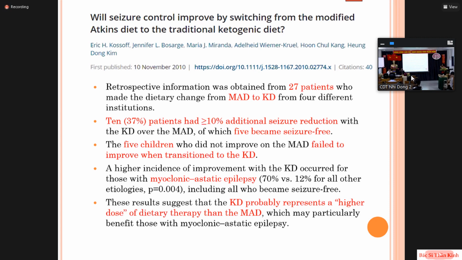The 5 children who did not improve on the modified Atkins failed to improve when transitioned to the KD, and there was a high level of improvement in patients with myoclonic astatic epilepsy. So these results suggest that the KD probably represents a higher dose of dietary therapy than the modified Atkins diet, especially for those with myoclonic astatic epilepsy.